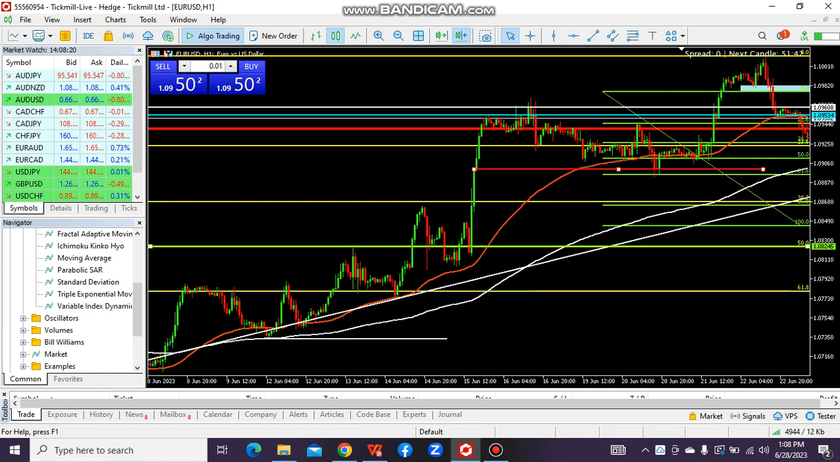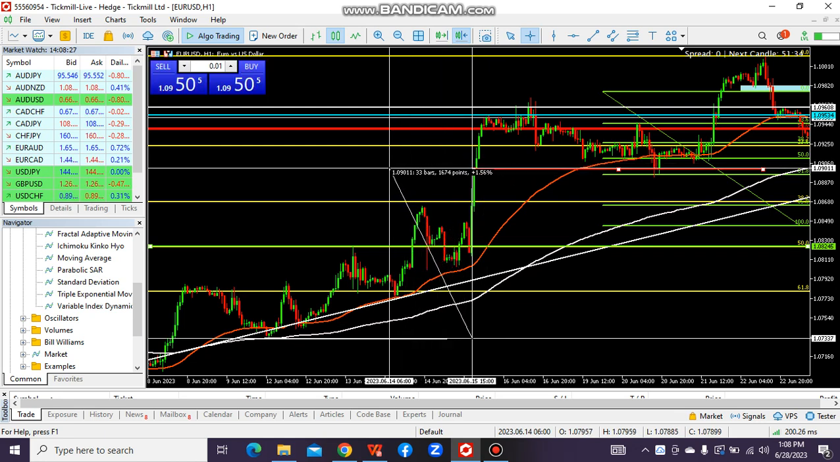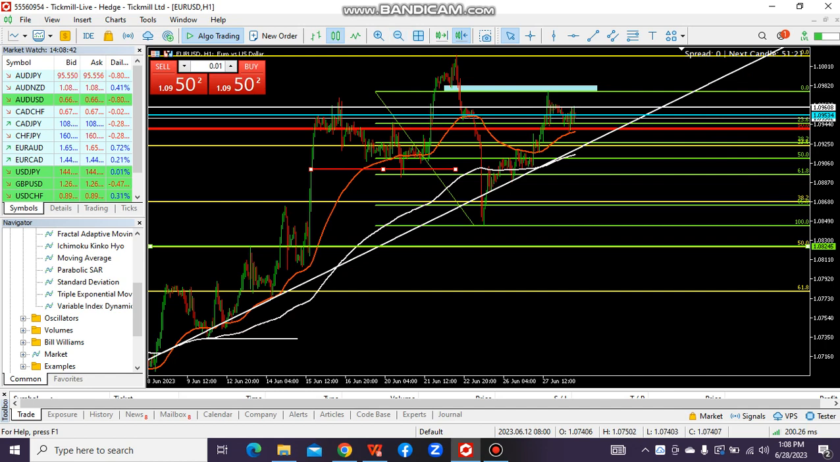So from there to there, this is a nice 160 pip increase on my account. 160 pips. That is a great trade, I would say. All right, so let's look at when will you sell. How would you sell?